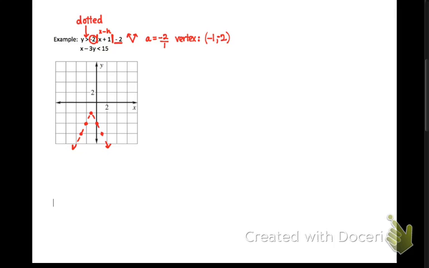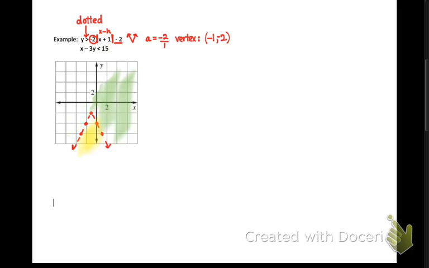And now we have to decide where to put our shading. This is a greater than, which means I have to shade above the graph. And a lot of people are getting confused as to where above or below would be. Well, above would be this direction. Below would be this direction. Don't think of it as an inside and an outside, okay? It's going to be above or below.